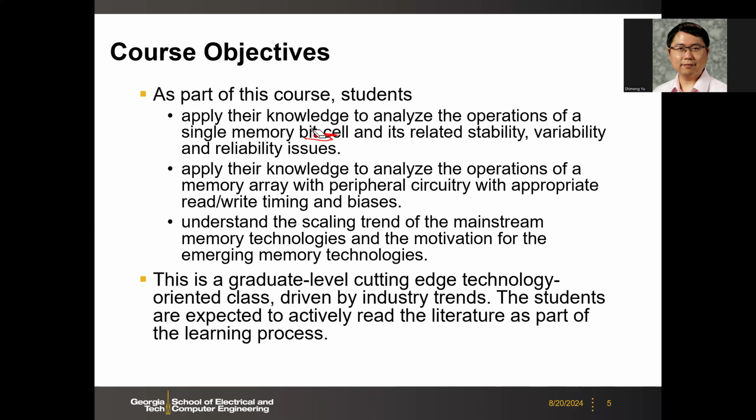After you understand the bit cell, we're going to talk about the array, because memories need to be organized into an array to be functional. Then we will learn the bit line, word line, decoder, and so on. We need those peripheral circuits to operate the memory array with appropriate timing, like read or write timing, and biases for the voltages applied to the word line or the bit line.